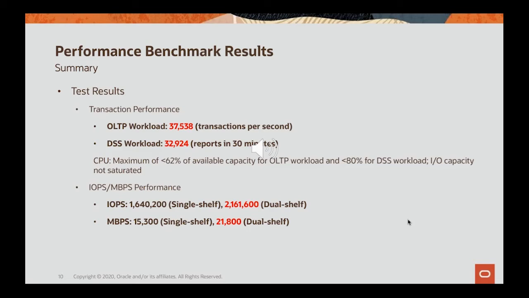We also make sure that it does not saturate the CPU, so it's under 62%, and also does not saturate the I/O capacity, so that they still have some headroom. I just want to point out that we also published the X7 performance white paper with the same test, but it's really not an apples-to-apples comparison because of the different environment and number of CPUs. But if you look at the X7 paper and the X8 paper, even though X7 actually has a little more CPU cores, 72, these numbers are better than the X7 numbers with just 64 cores. This comes down to the per core performance improvement that I'll show you in a later slide. And we're doing close to 2.2 million IOPS, a very powerful system, and almost 22 gigabytes per second.